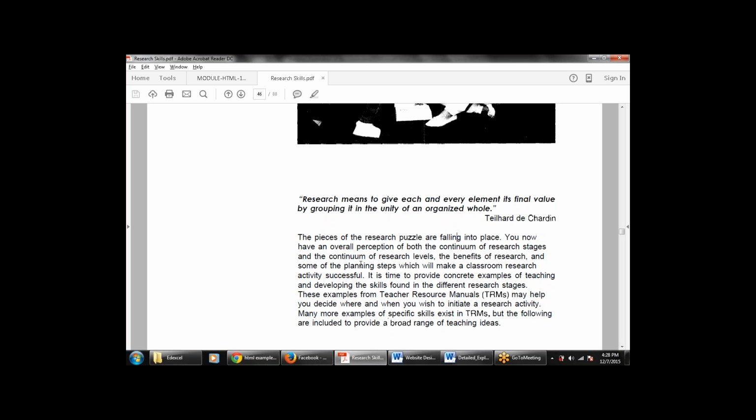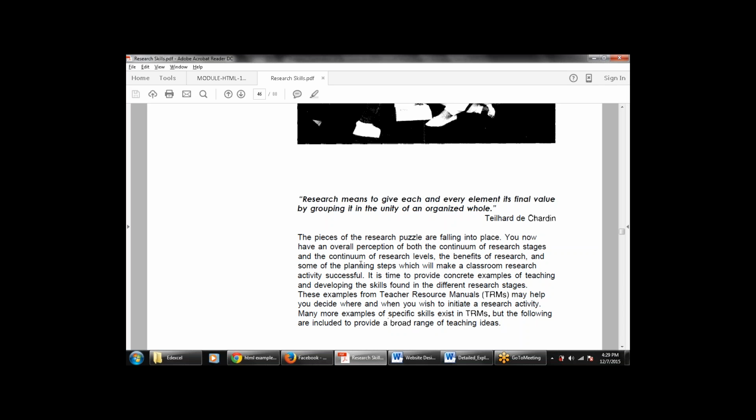It is time to provide concrete examples of teaching and developing the skills found in the different research stages. So it is time to put everything we have studied in chapters 1 to 5 into practice. These examples from the TRM, the teacher resource manual, may help you decide where and when to initiate a research activity.